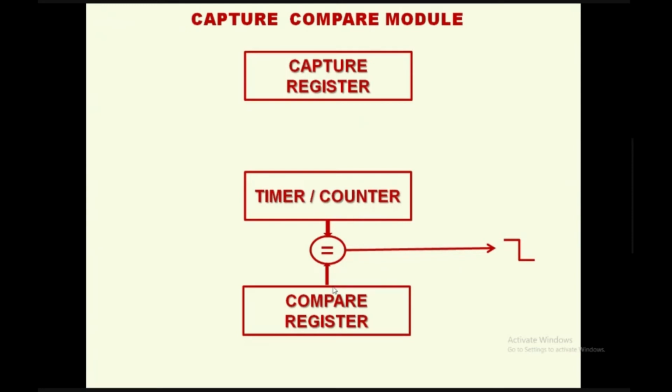Similar to the compare register, there is a register called the capture register. Sometimes it is called the snapshot register also, which is again quite interesting. If through the compare register you are able to generate pulse width modulation, then through the capture register it is possible for us to measure the PWM.